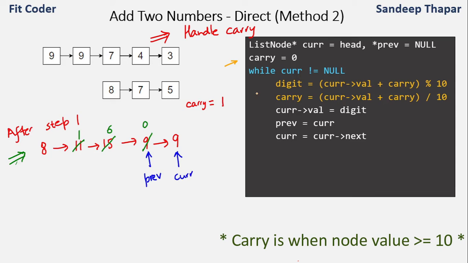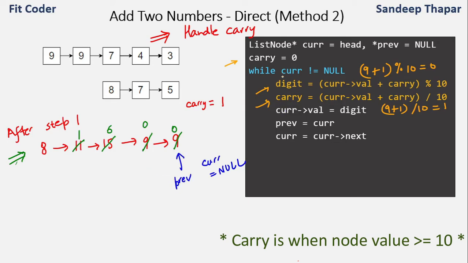In the next iteration we again compute digit. So the current value is 9 and the carry is 1. So 10 modulo 10 is 0 and we compute the carry, which is 10 by 10, which is 1. So the carry remains 1 and the digit is replaced by 0. So we replace 9 with 0 and the carry is 1. Now previous and current is moved by one node. So current becomes null and previous comes to the last node.